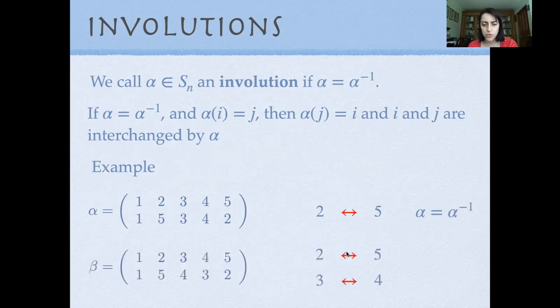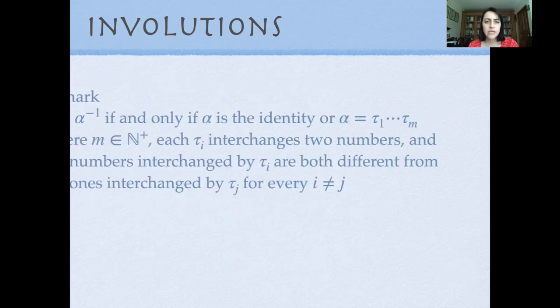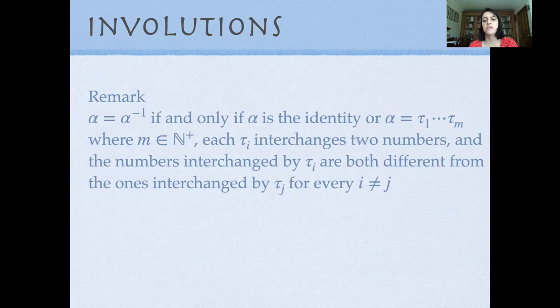Maybe we can have a permutation with 2 interchanges. Permutation beta interchanges 2 and 5, and also interchanges 3 and 4. And also, if we apply beta once more, we obtain the identity. So this is an involution. It's not difficult to see that alpha is an involution if and only if it is the identity or it is the composition of, let's say, m permutations. Each permutation interchanges exactly 2 numbers, and the numbers interchanged by some of these permutations are both different from the ones interchanged by the rest of the permutations. So these interchanges are called transpositions in group language.